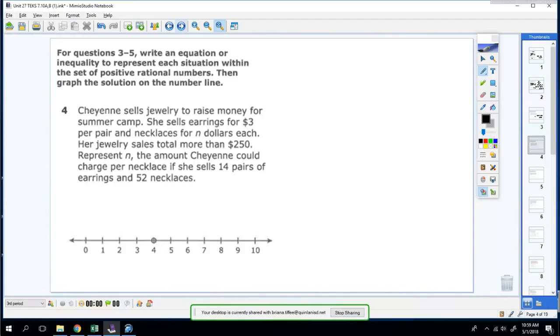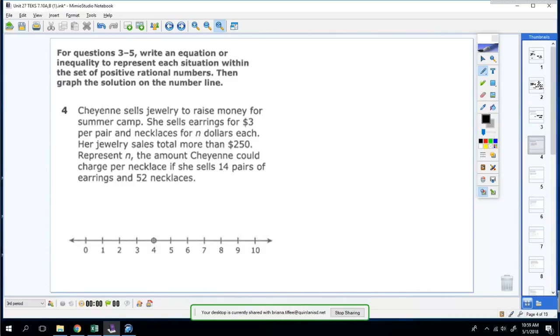Okay, number 4. Cheyenne sells jewelry to raise money for summer camp. She sells earrings for $3 per pair and necklaces for n dollars each. Her jewelry sales total more than $250. Represent the amount Cheyenne could charge per necklace if she sells 14 pairs of earrings and 52 necklaces.